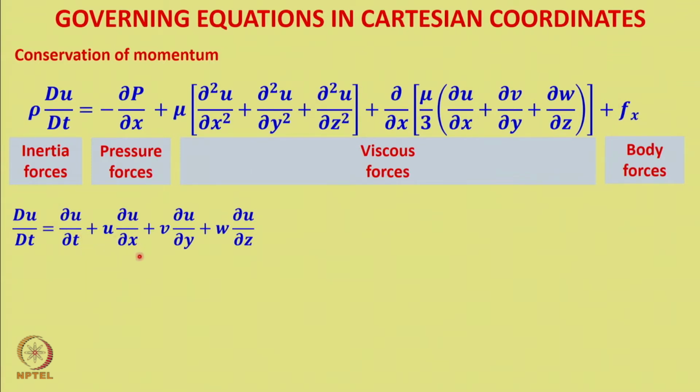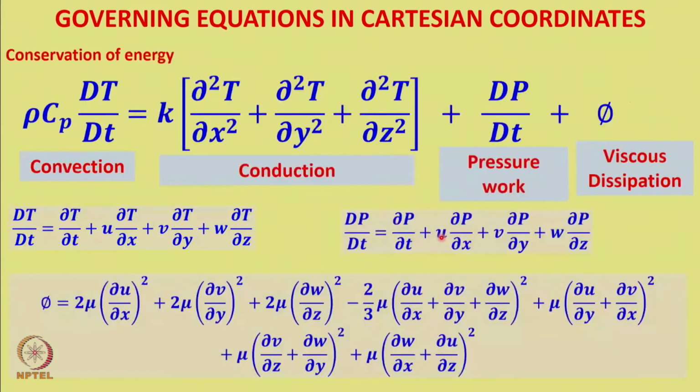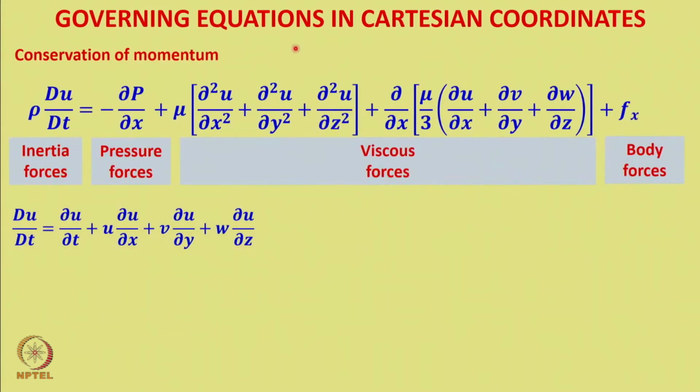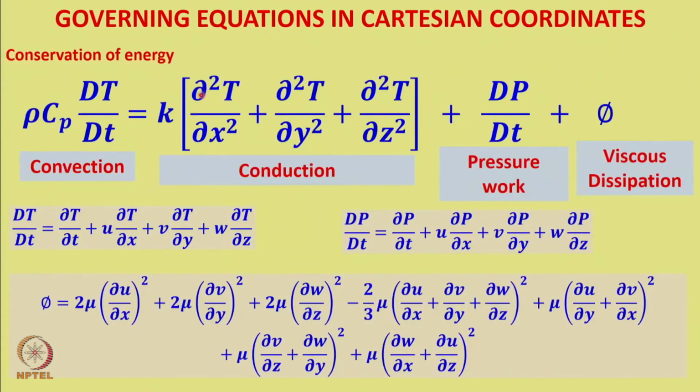plus u del u by del x plus v del u by del y plus w del u by del z. Now if I take incompressible flow, this term, that is mu by 3 times del u by del x plus del v by del y plus del w by del z, will become 0. So then this is the conservation of energy.